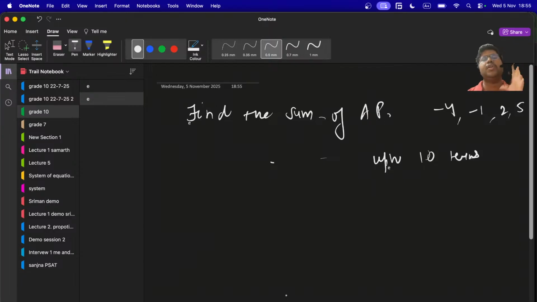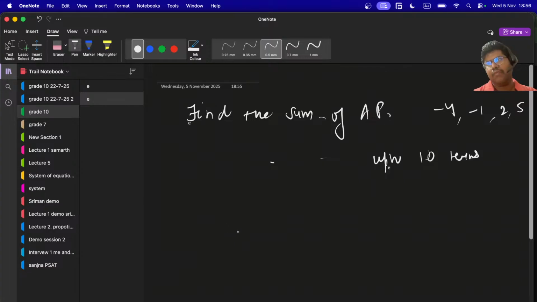So what would be the strategy to solve the question? First of all, we need to identify certain things: the first term, the common difference, the last term, and then we are good to go with the formula. One more thing we need is the total number of terms, which is 10 here.